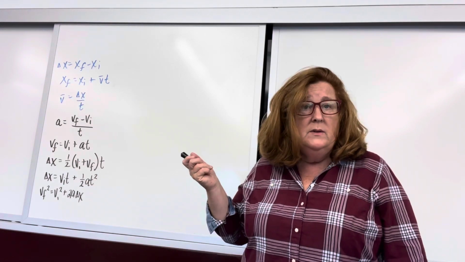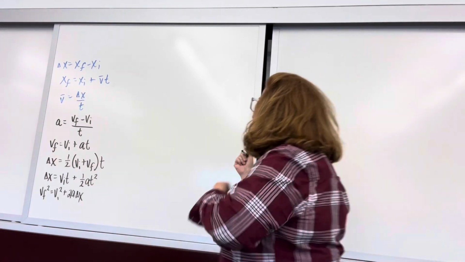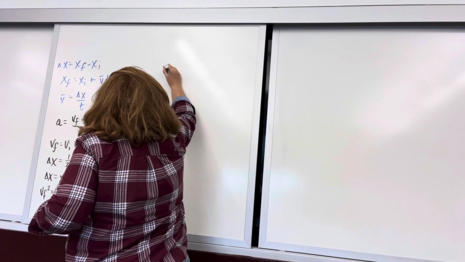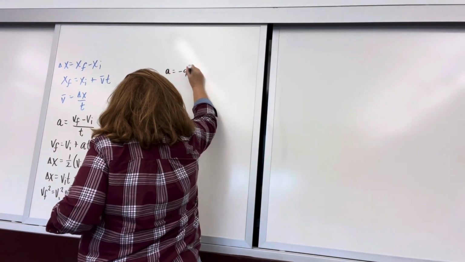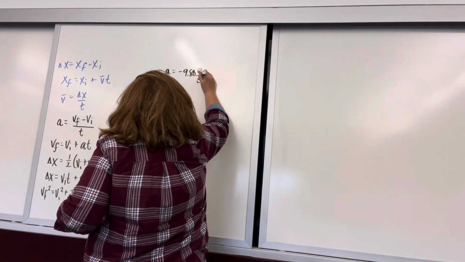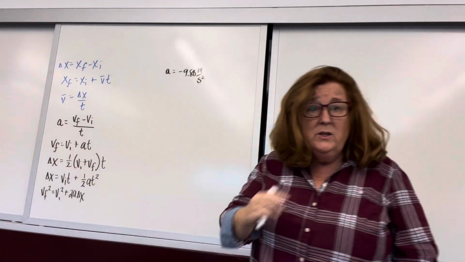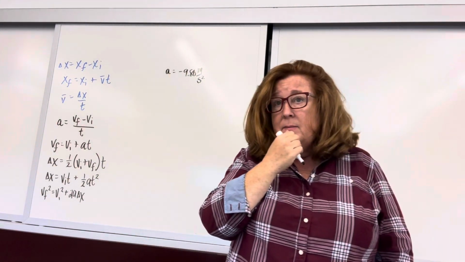So we can use all of these equations as long as we realize that the acceleration, because of gravity, is negative 9.8 meters per second squared. And you can write that on your equation sheet. You can use that on the test.